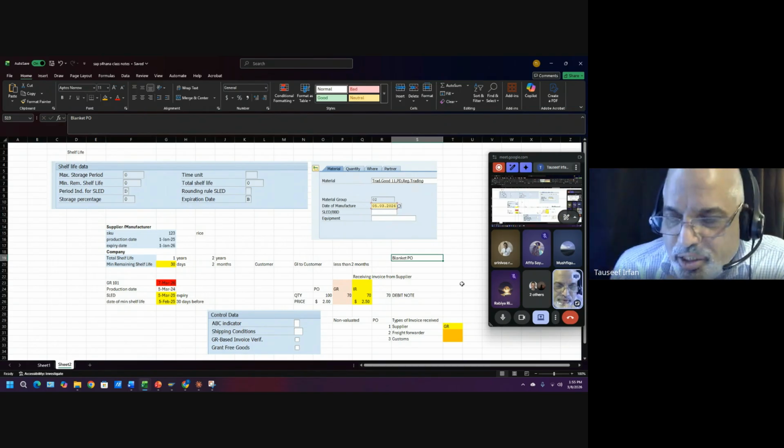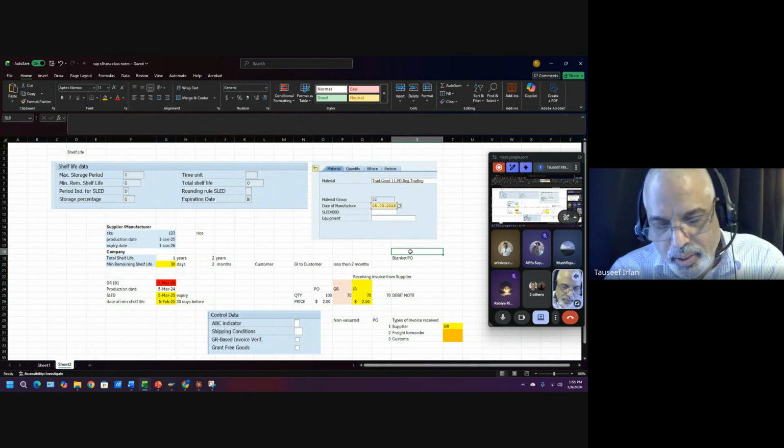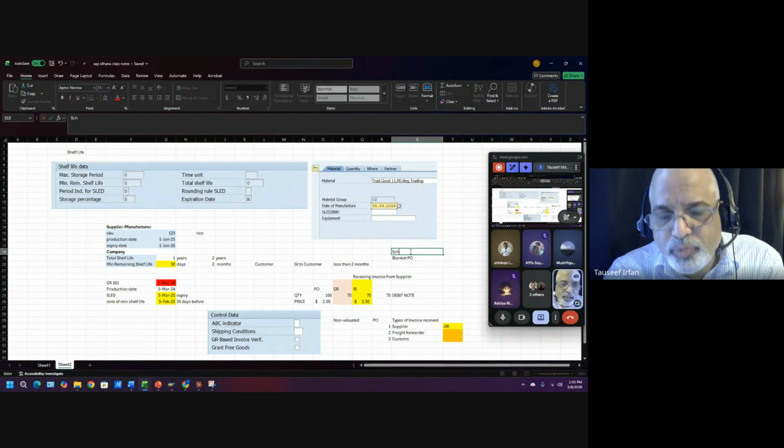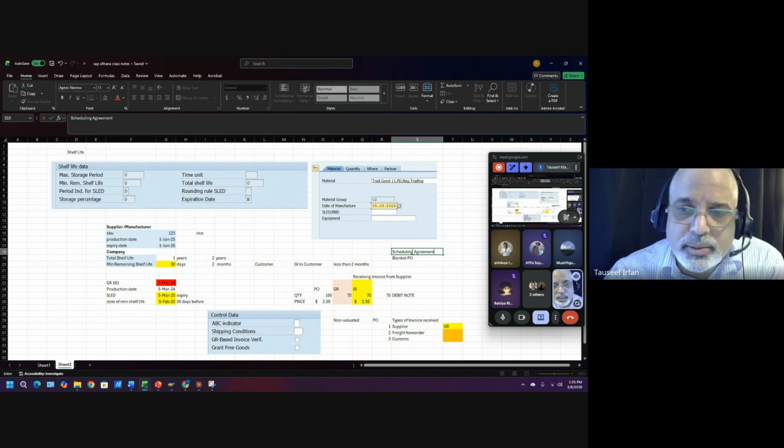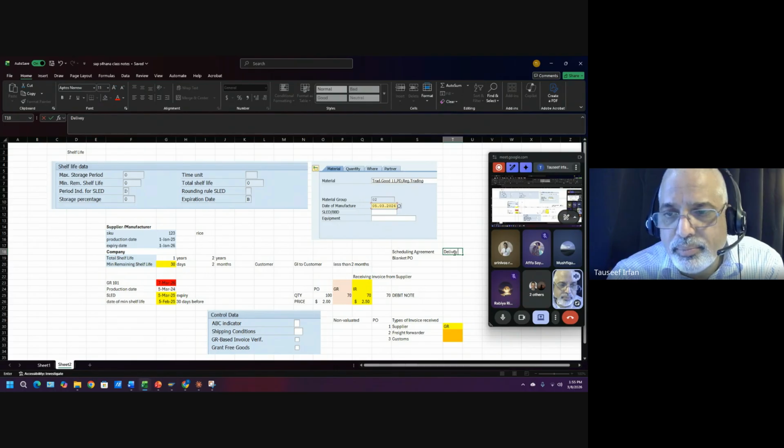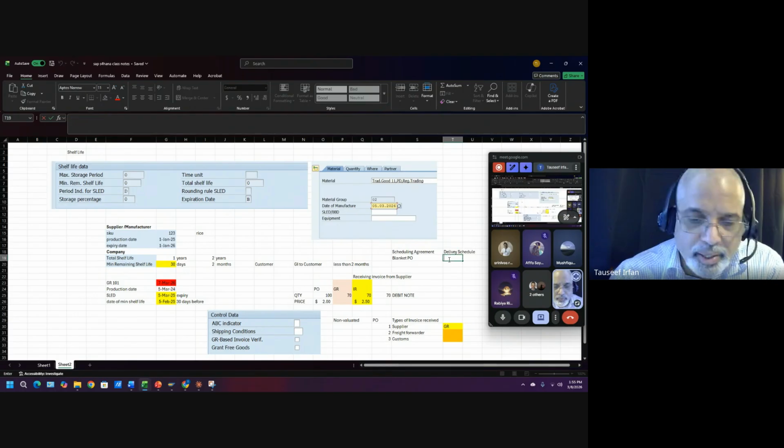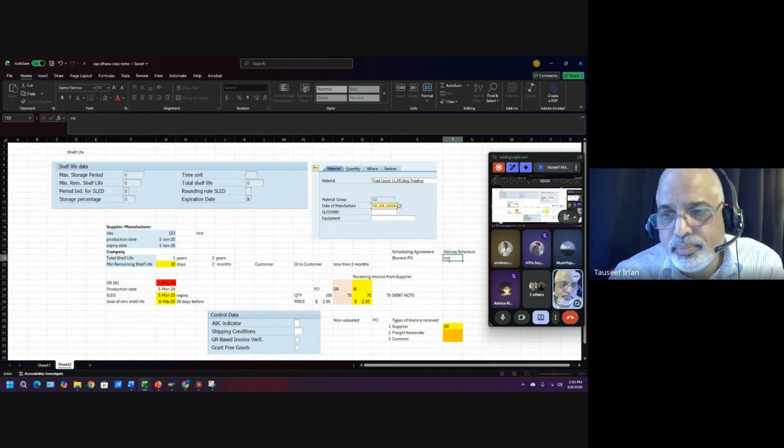See the difference between scheduling agreement and blanket. We will have this all in the special PO classes discussed in detail, but because that word came, I want to get that. What is the difference between these two? Here you are giving the supplier a delivery schedule, and here you are not giving a delivery schedule. Okay.